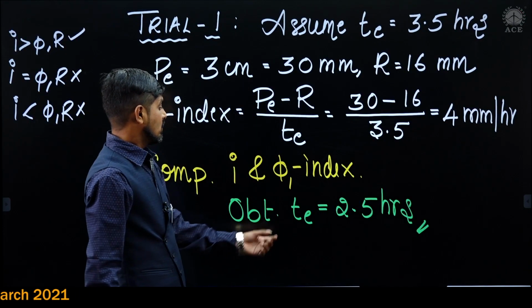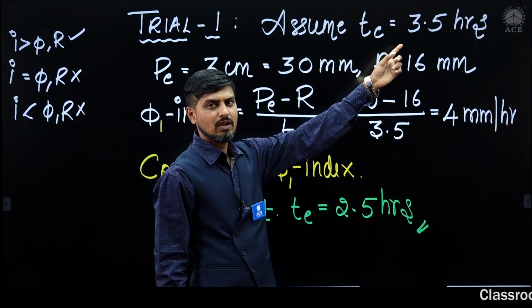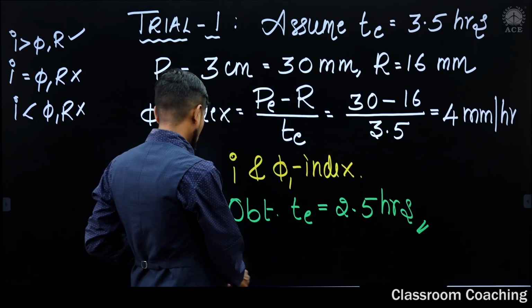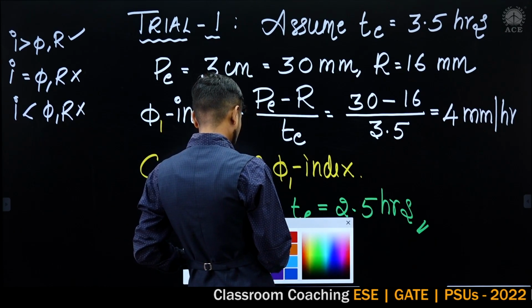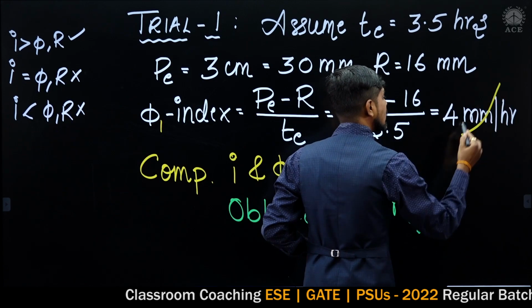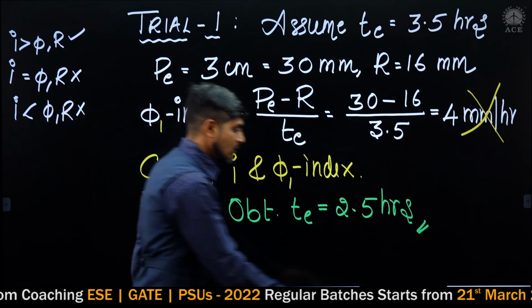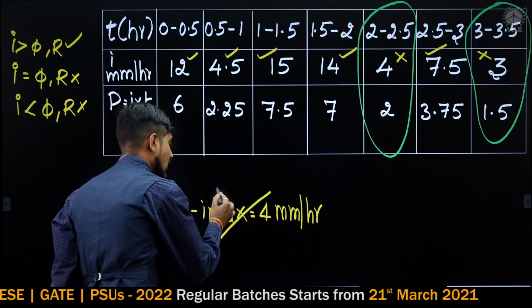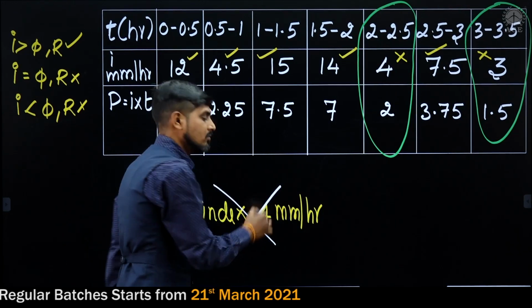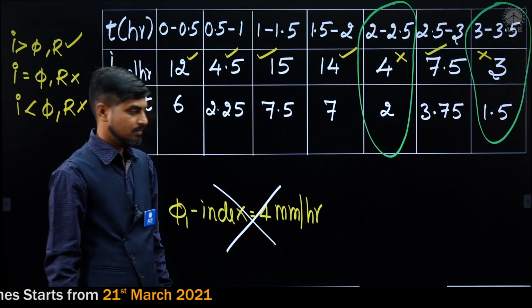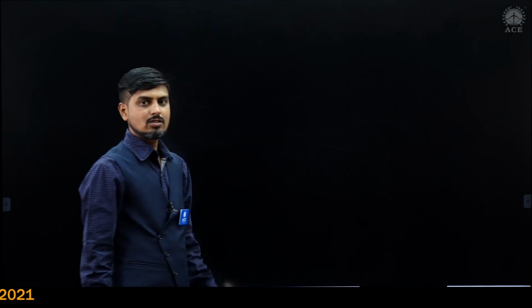Now, your obtained TE is 2.5 hours, your assumed TE is 3.5 hours. Both are not the same. So this is not the correct answer. This is the wrong answer. We are supposed to go for one more trial. So let us go for the next trial. Trial 2.